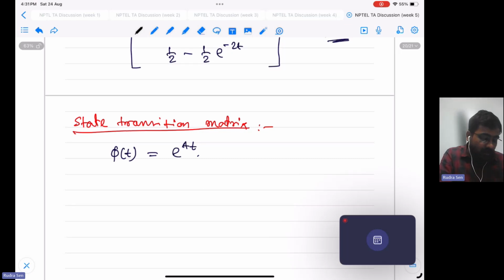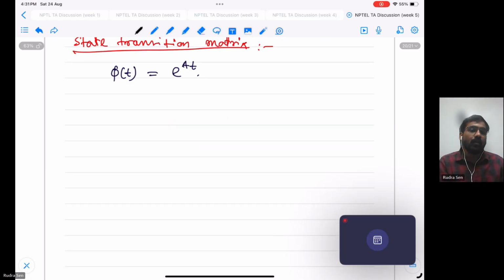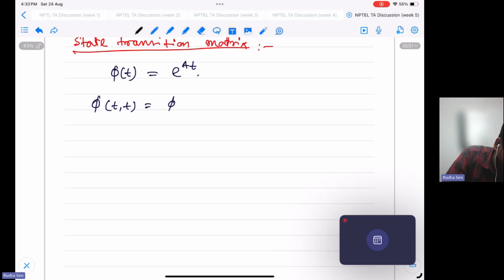So the first thing is this is basically a fundamental matrix. I'm not going to write down all of the things, I will just say a few and write a few down. This is basically the fundamental matrix. Also phi(t, t) is also denoted as phi(t minus t), that is phi 0 is basically identity, right?